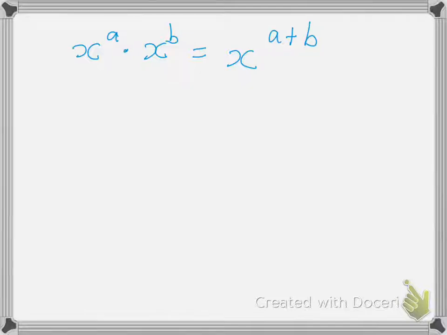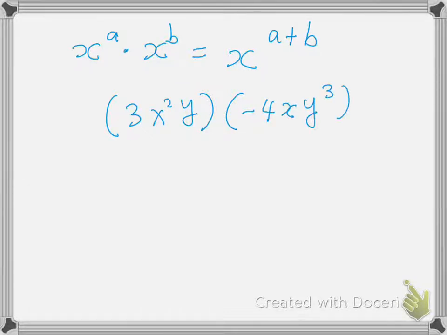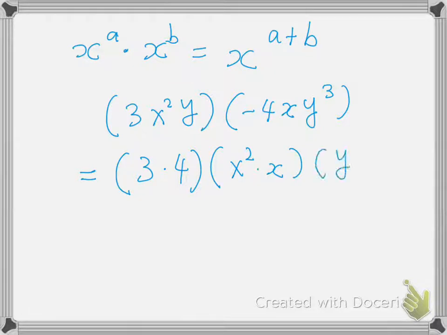Let's look at an example. 3x squared y times negative 4x y cubed. So first we look at the three parts separately. Number part, we have 3 times 4. X part, we have x squared times x. Y part, we have y times y cubed.